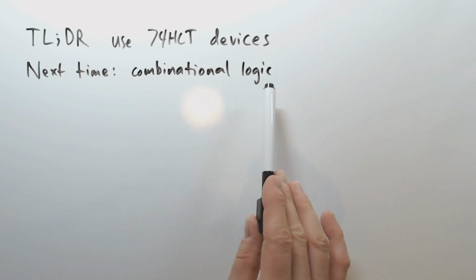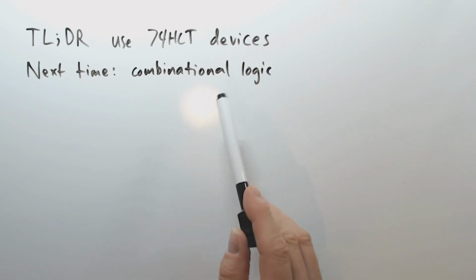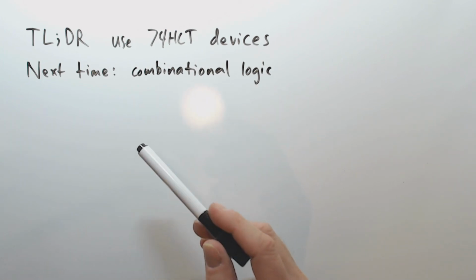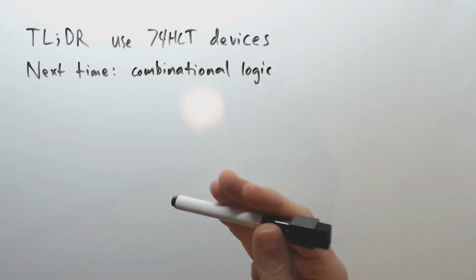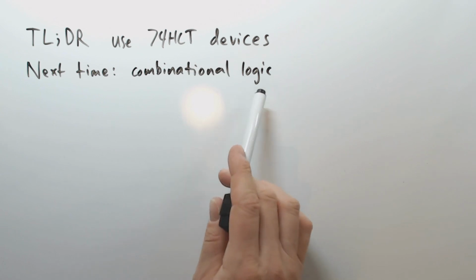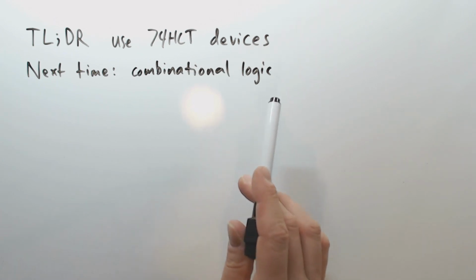In the next video, we will talk about combinational logic, basically circuits that you can build out of logic gates to implement Boolean functions, and so that will come, hopefully soon.